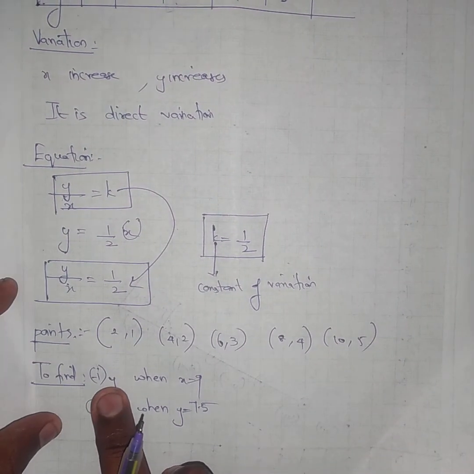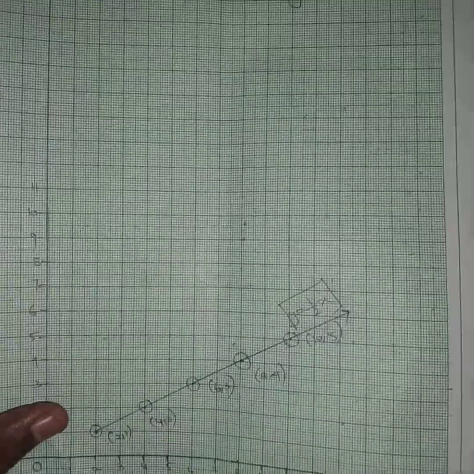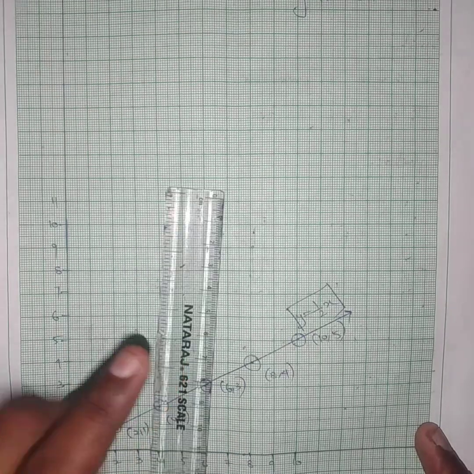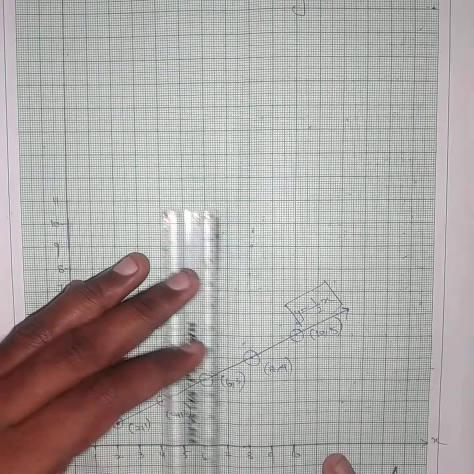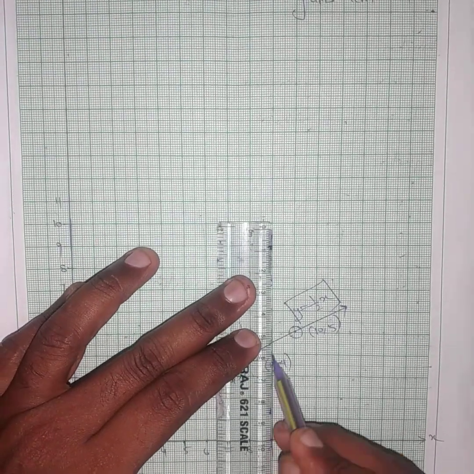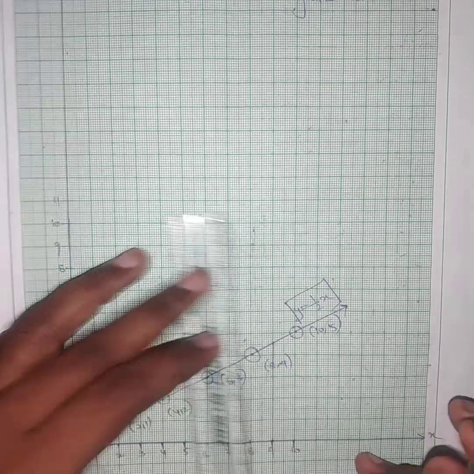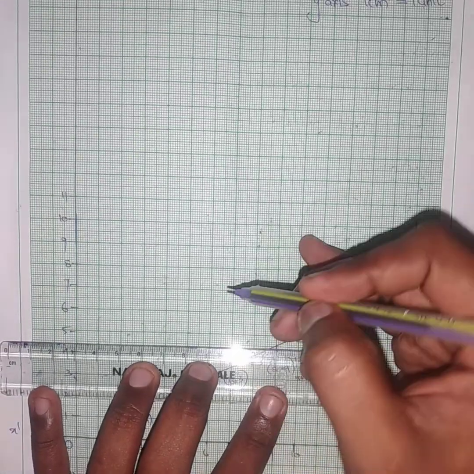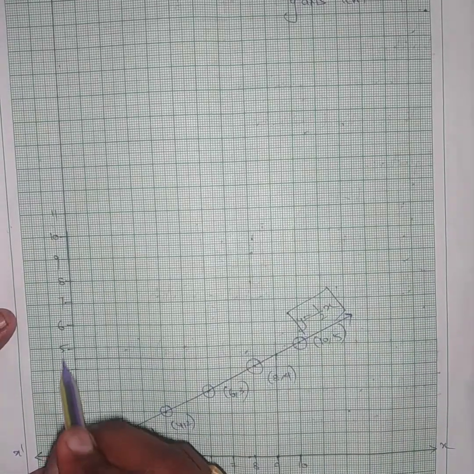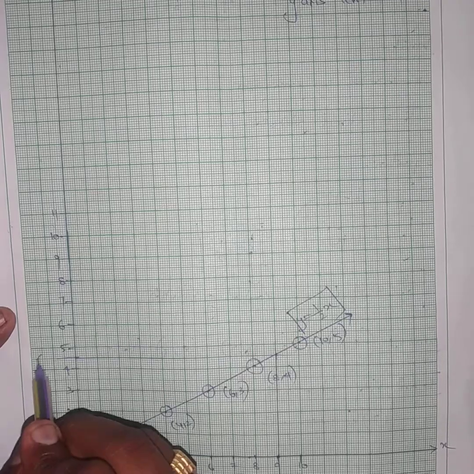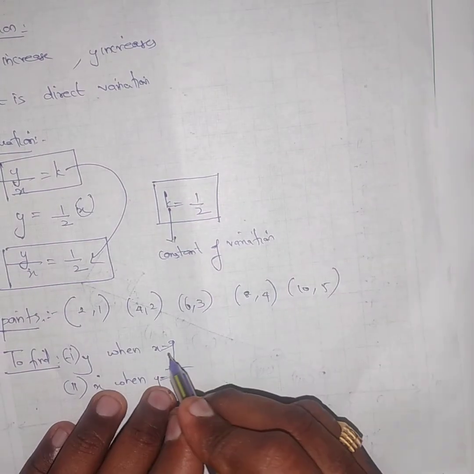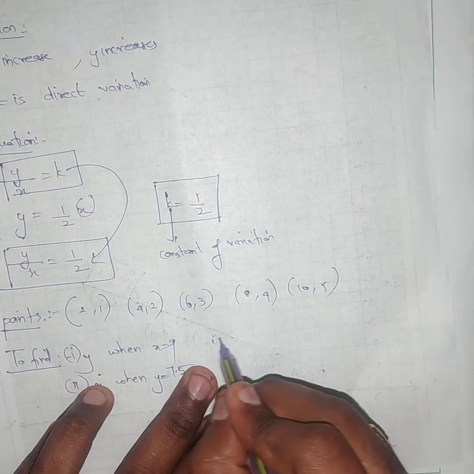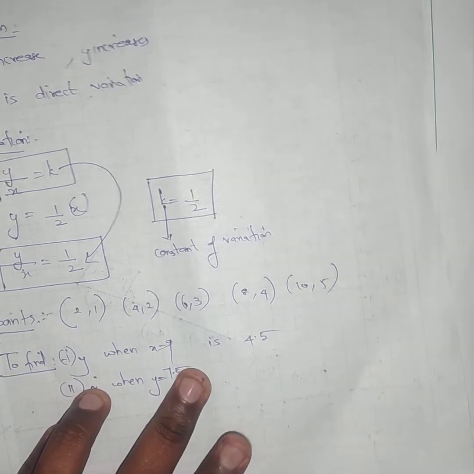I need to find y when x equal to 9. Where is x equal to 9? See, this is x equal to 9, on the x axis. It stops here, and we need to stretch this side. When x is equal to 9, it is between 4 and 5. What is the point here? 4.5. So the answer is 4.5. When x equal to 9, y is 4.5.